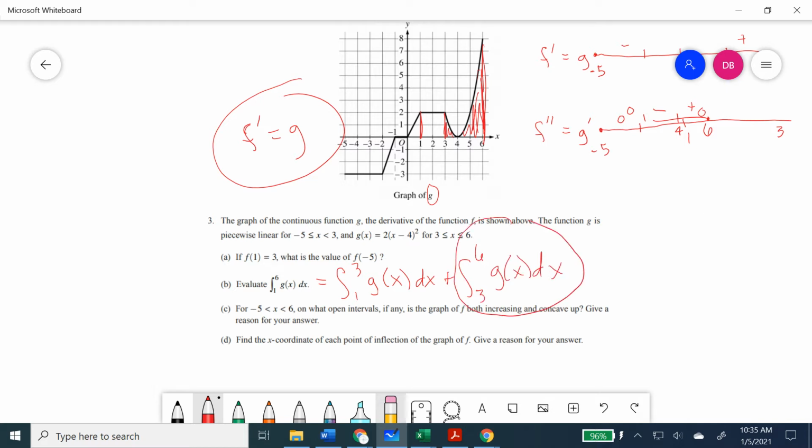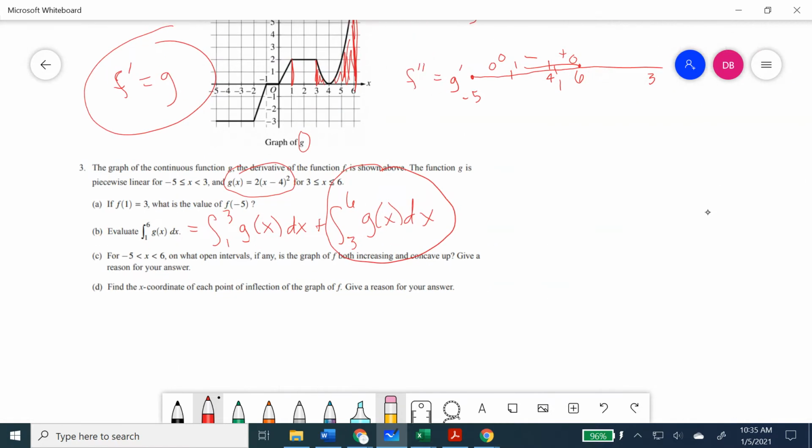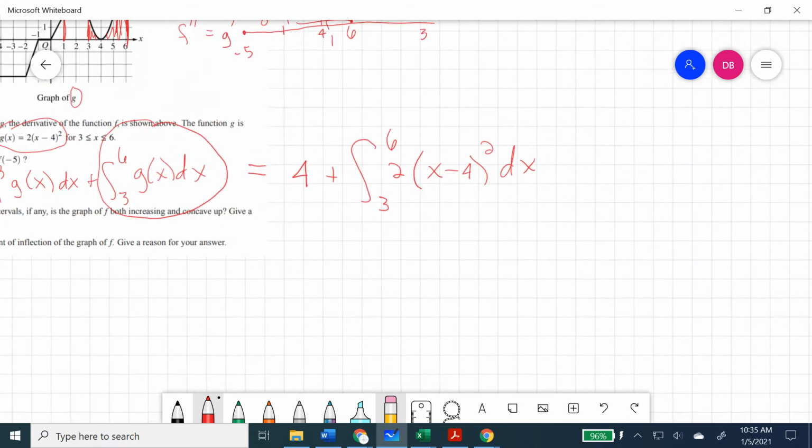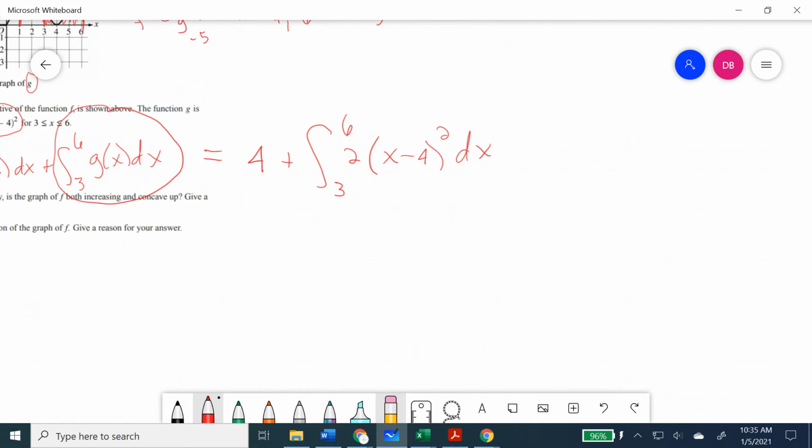So this one I'm going to have to solve by knowing this as a function. My integral from 1 to 3 is a 2 by 2 square above the x-axis. The area is 4. So I have 4 plus the integral from 3 to 6, where the integrand is 2 times x minus 4 squared. Now, my job is to solve this definite integral by hand.